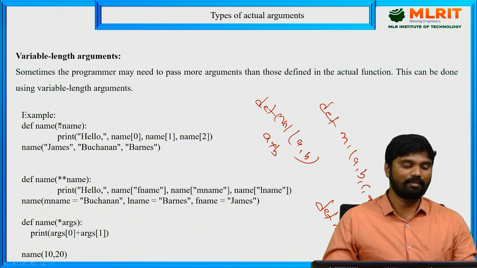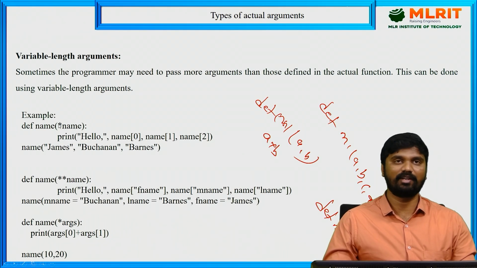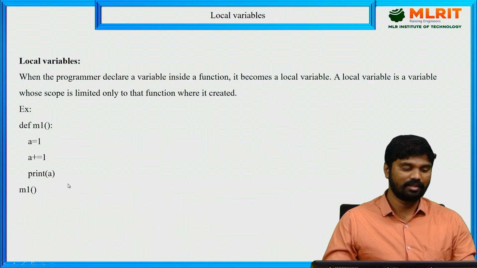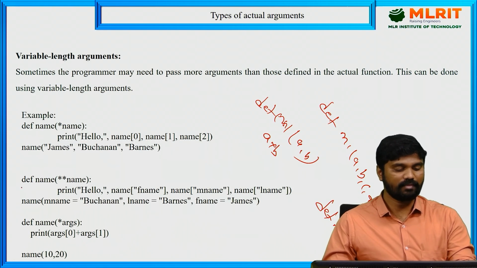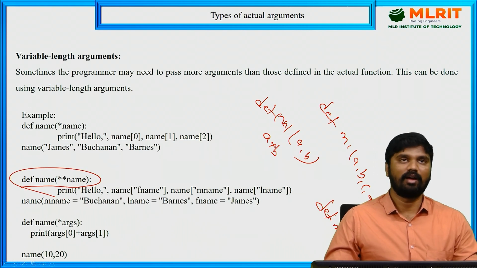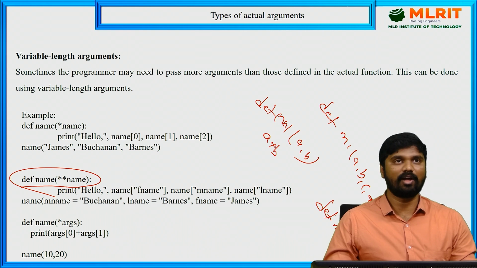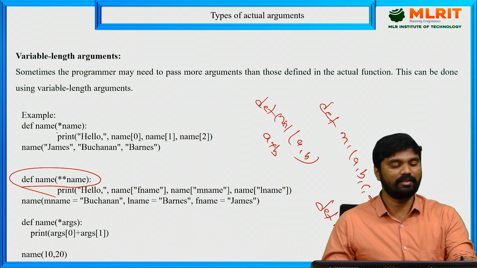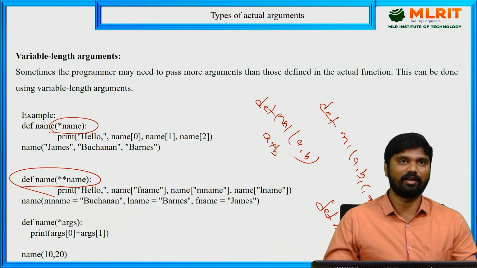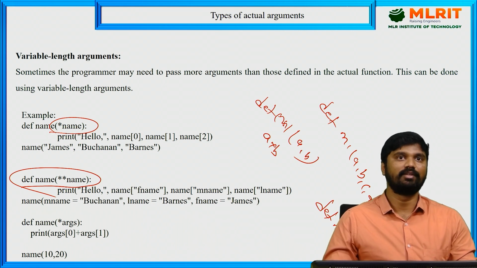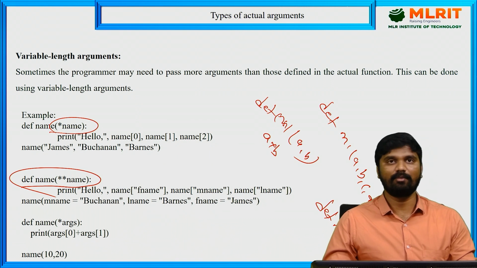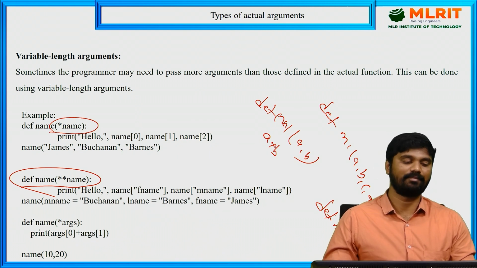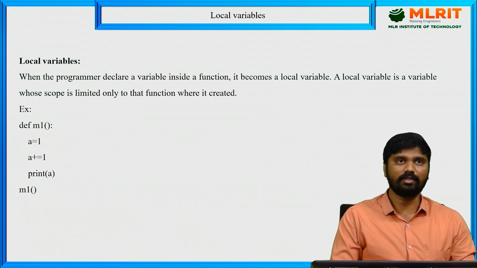So this type of argument is nothing but what? Arbitrary argument, and this type of argument is called keyword arbitrary length argument or keyword arbitrary argument, and this one is what? Just arbitrary argument. Okay, so that is about what? Variable length arguments, right? Next, local variables.